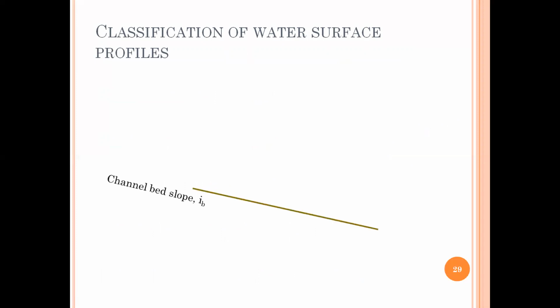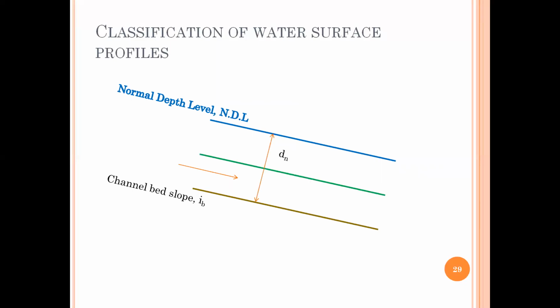So first I have my channel bed slope. Then this is the direction of flow I'm showing. And then I draw the normal depth level, dn. Then I draw my critical depth level, dc. And then this is zone 1, zone 2, and zone 3.